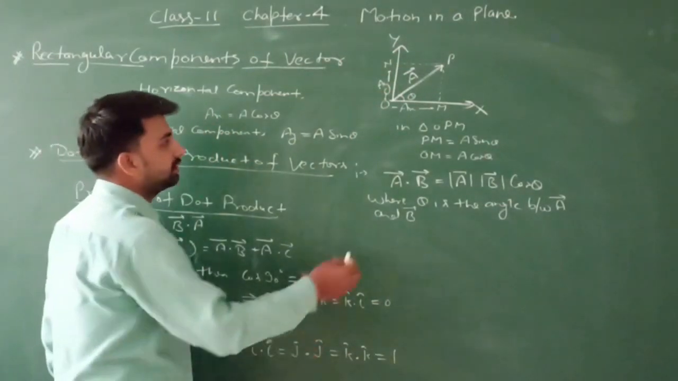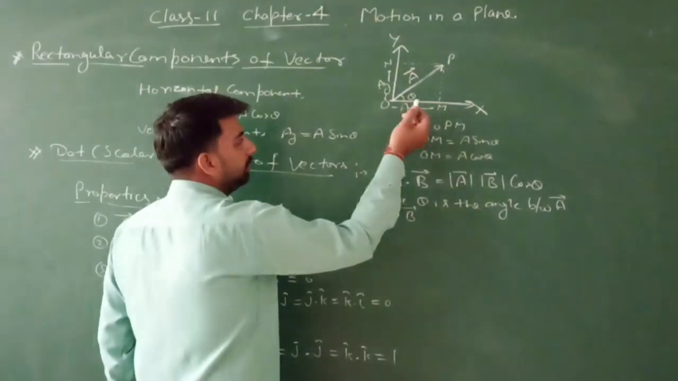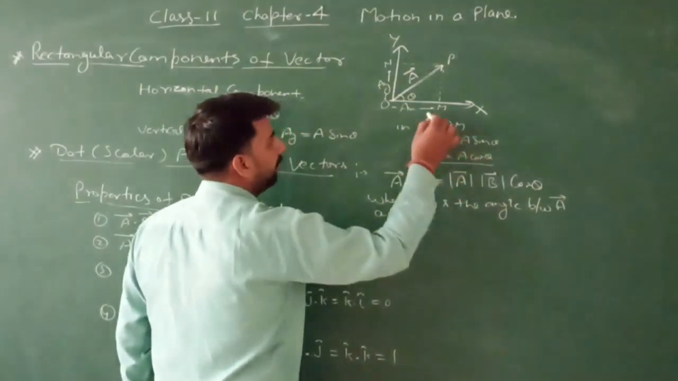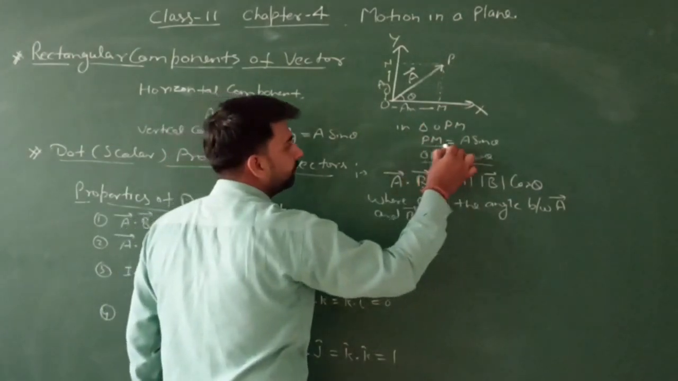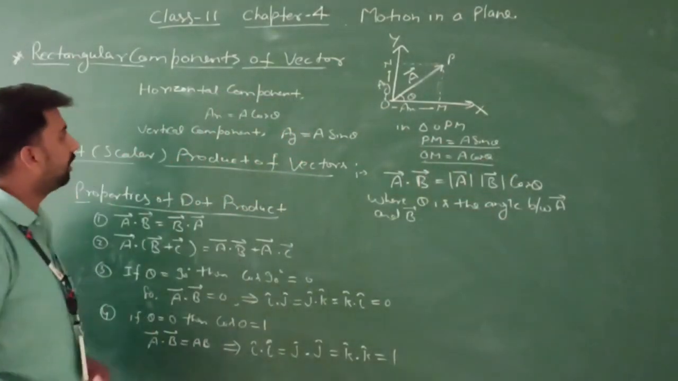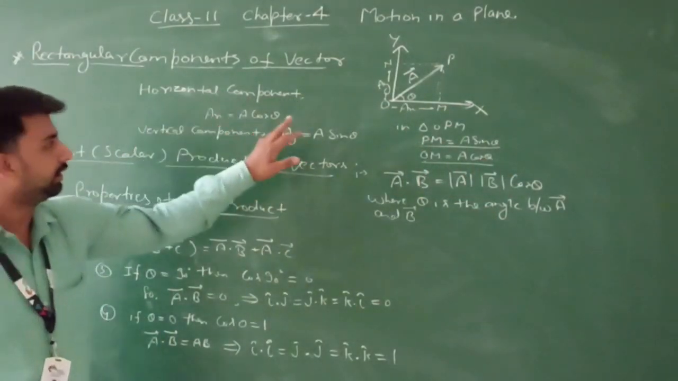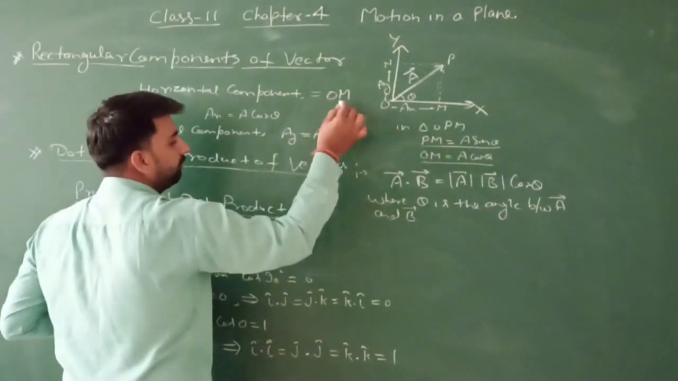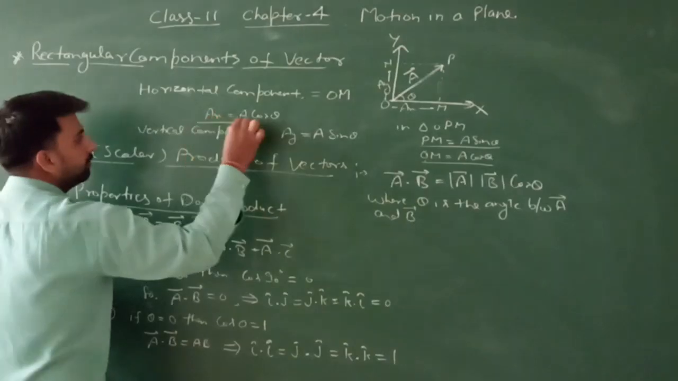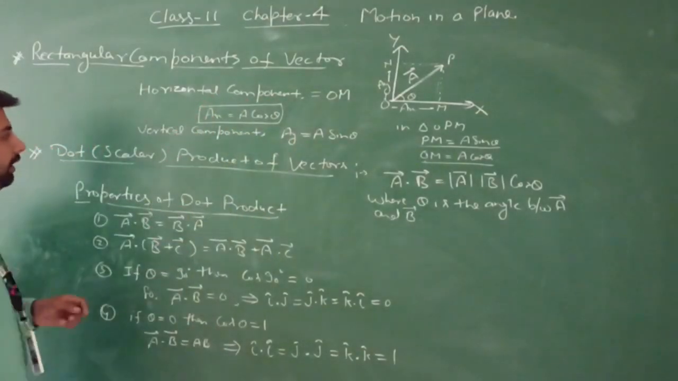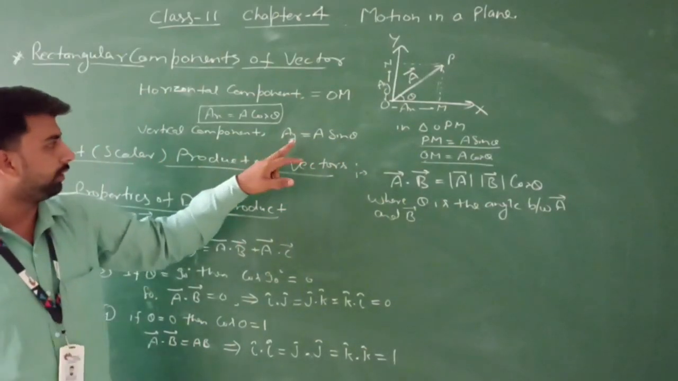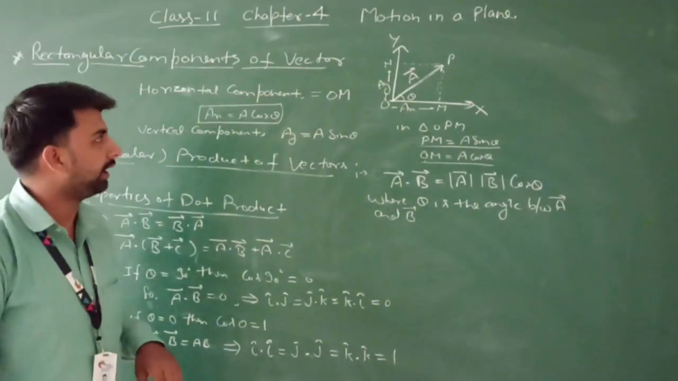Clear? So in this triangle OPM, the value of OM is equal to A cos theta and the value of PM is equal to A sin theta. So the horizontal component is equal to OM, which is equal to A cos theta. And the vertical component is equal to PM. This means the vertical component Ay is equal to A sin theta.